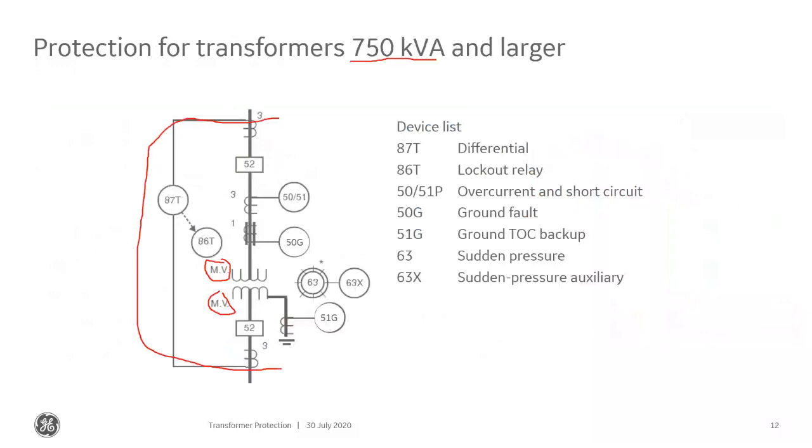On top of that, at this size, we've got the 63 device. And the 63 device is this sudden pressure relay that I was mentioning earlier. And so this is a relay, a mechanical relay that's mounted on the transformer itself. If there is a source up in this area, then we're probably going to want a phase over current here, probably a ground over current here.